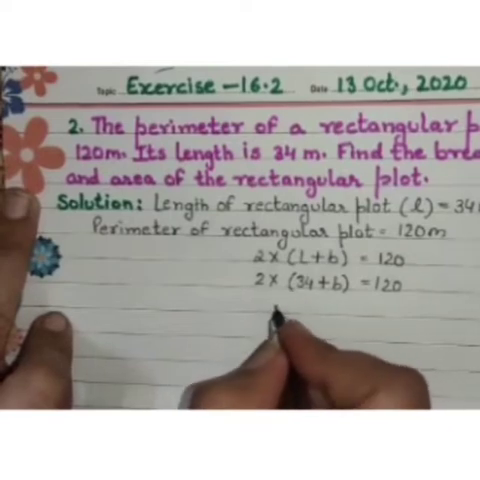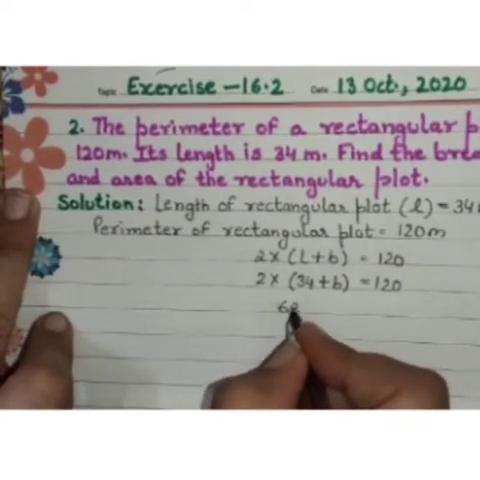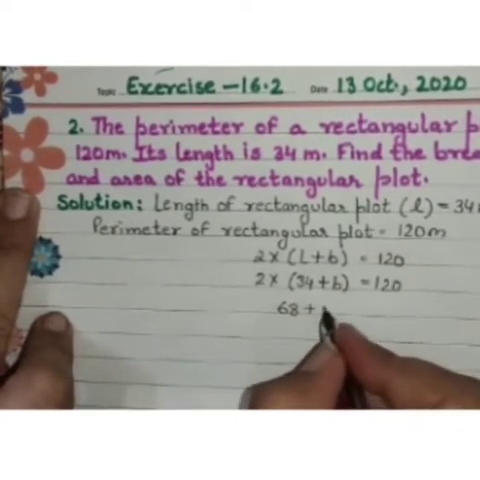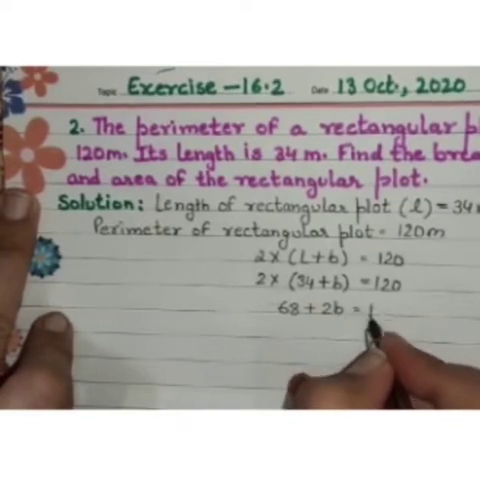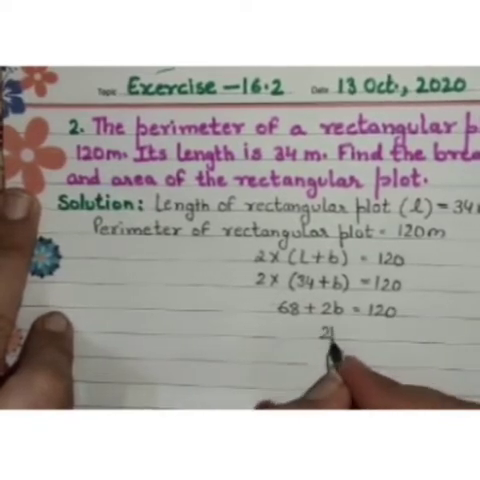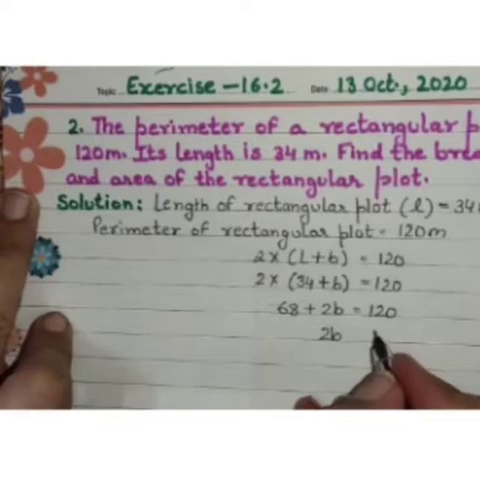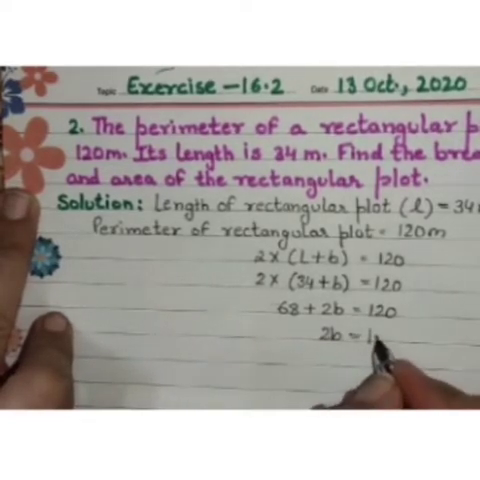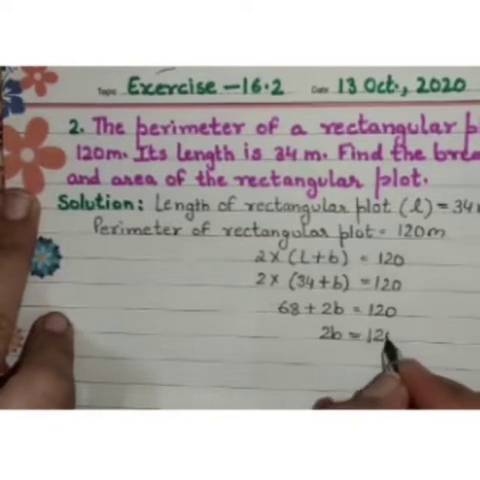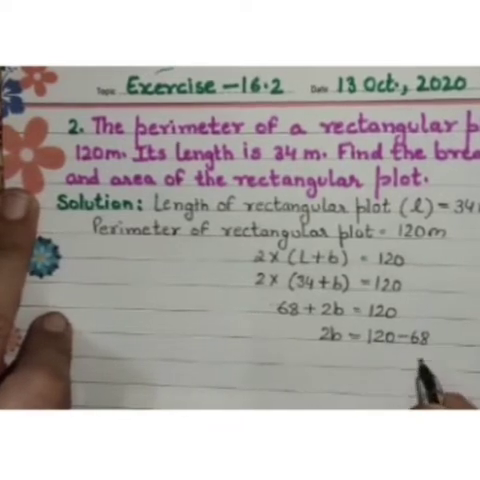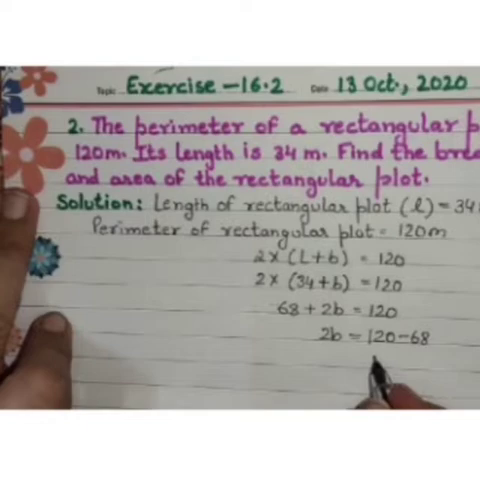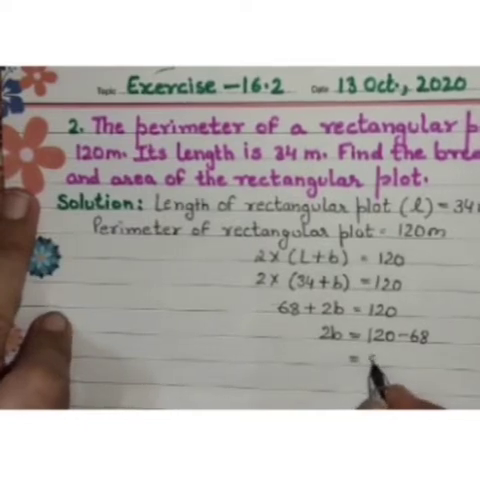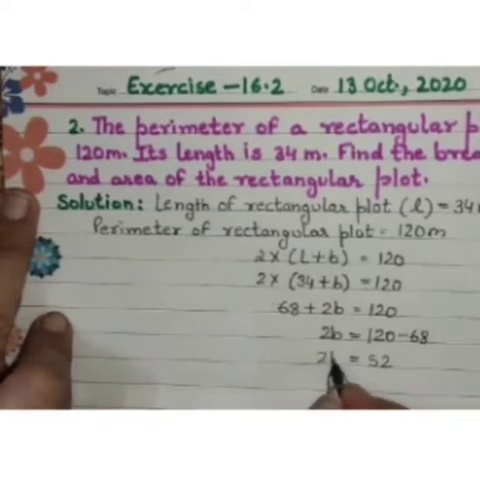Multiply 2 by 34, we get 68. On multiplying 2 by B, we get 2 times B. Now 68 plus 2B is equal to 120. Now we shift 68 to other side. It becomes 2B is equal to 120 minus 68. On subtracting 68 from 120, we get 52. Value of 2 times B is 52.